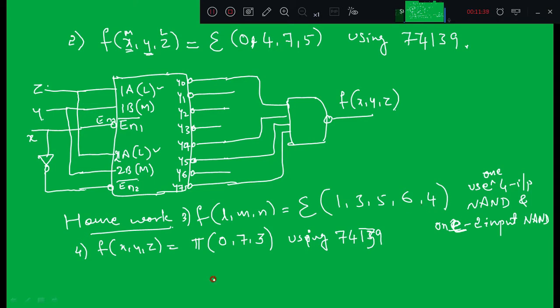Okay, and in the fourth example, the max terms are given, right? So what you do, first you write the corresponding min terms, then you can design, right? So what are the corresponding min terms? Except these max terms, 0 7 3, which are the max terms here, the other outputs will become min terms, right? So this pi of 0 7 3 can be written as summation of 1 2 4 5 and 6.